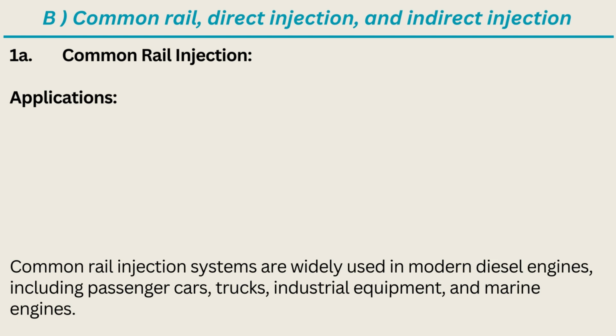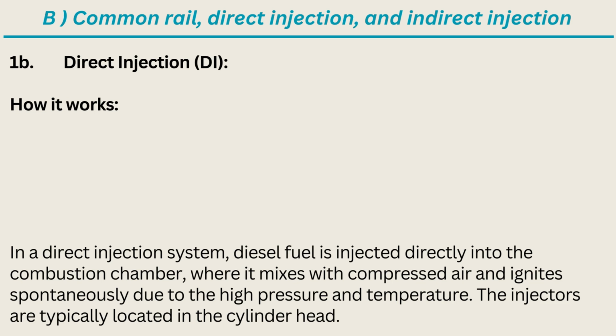Applications. Common rail injection systems are widely used in modern diesel engines, including passenger cars, trucks, industrial equipment, and marine engines. 1B. Direct injection, DI. How it works. In a direct injection system, diesel fuel is injected directly into the combustion chamber, where it mixes with compressed air and ignites spontaneously due to the high pressure and temperature.